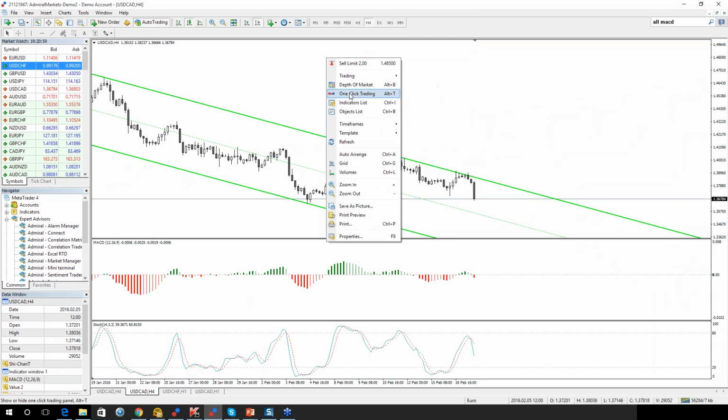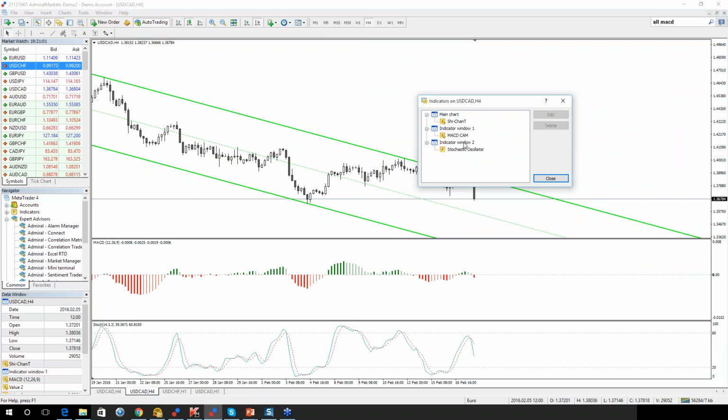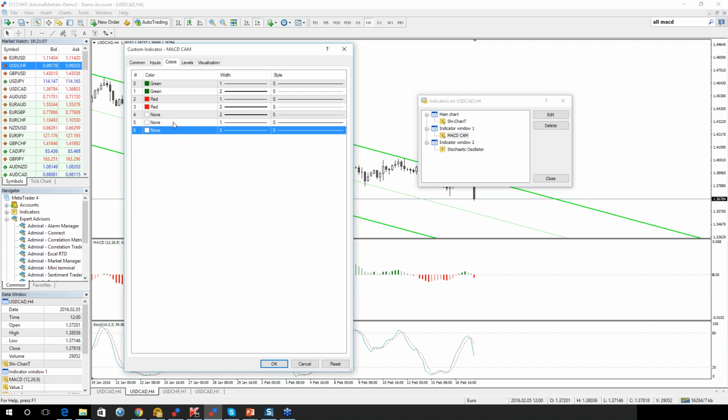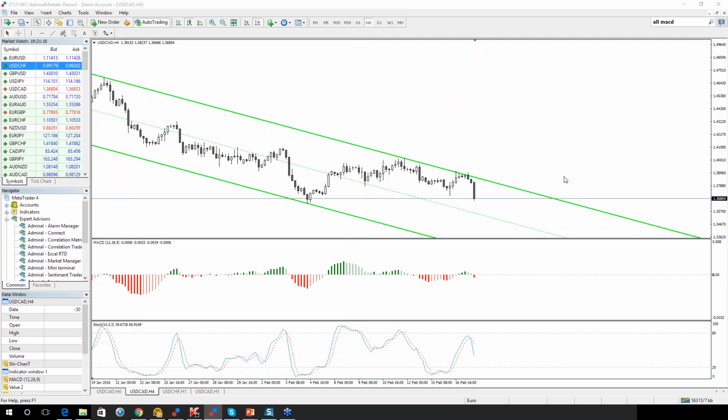This is how it should look, and this is a template. See, OSMA true, histogram false, and the colors at the bottom are set to none. And actually this is what we have now.